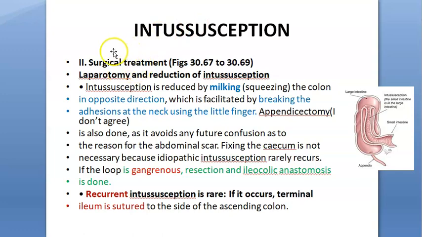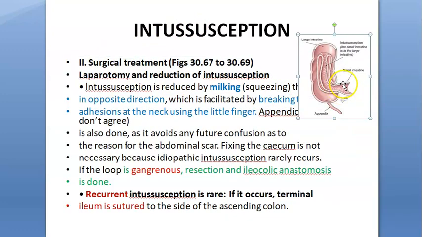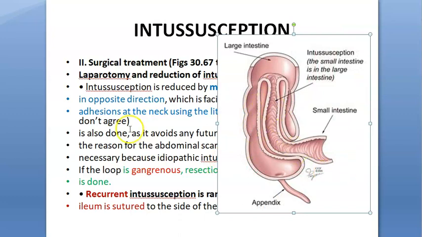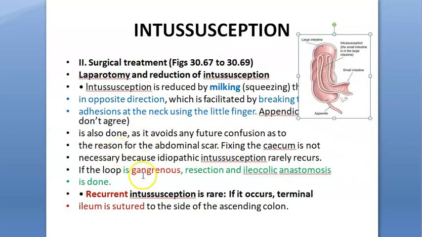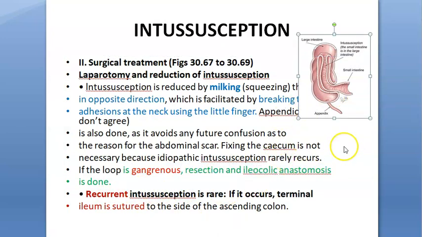And then intussusception surgical management, how you'll do it: go with the laparoscope or do a laparotomy, and then you milk and squeeze in the opposite direction. You break the adhesions using the little finger and you remove this. This is the intussusception operation. If it is gangrenous, you just resect it and do an ileocolic anastomosis. If recurrent intussusception is happening, then you suture the terminal ileum to the ascending colon.